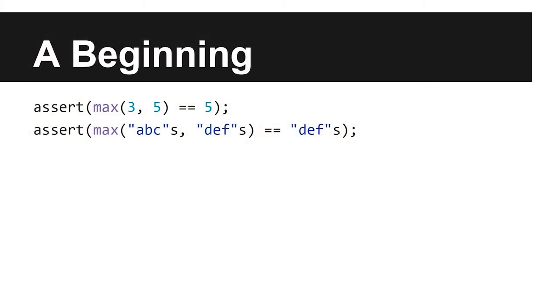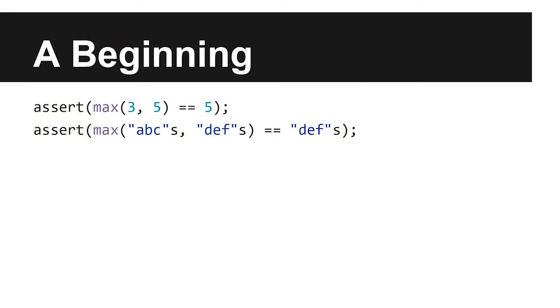So starting from humble beginnings, two calls to max, one with ints, one with strings. What I think is very exciting about these two lines here is that I call a function, I give it two different types, and it just works. It knows that as long as you can compare things with less than, you can give me the maximum. You can tell me which one is bigger than the other.